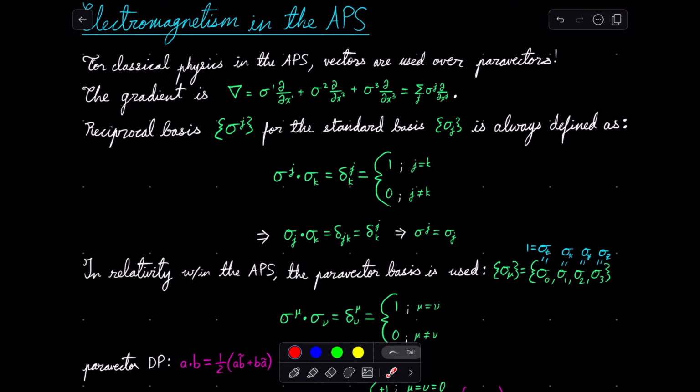So, first, we're going to take a detour into classical physics within the APS. And because we're going back into classical physics, we're using vectors again, not paravectors. Because in the last few videos we've been using paravectors, but we're now using vectors again. So the gradient, the traditional vector gradient in classical physics, is defined as so.